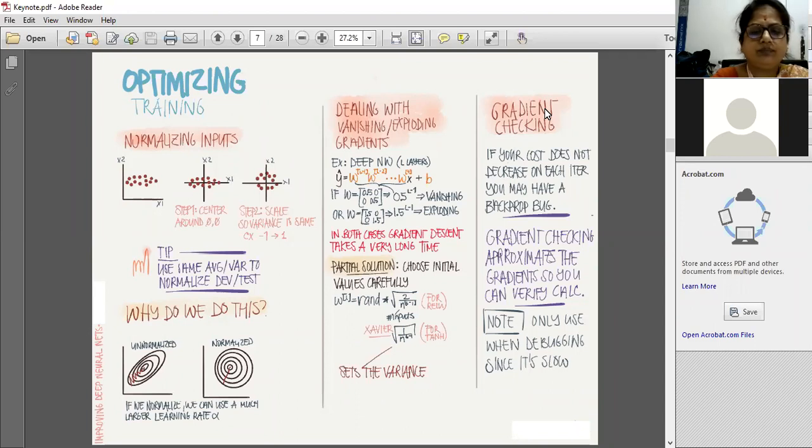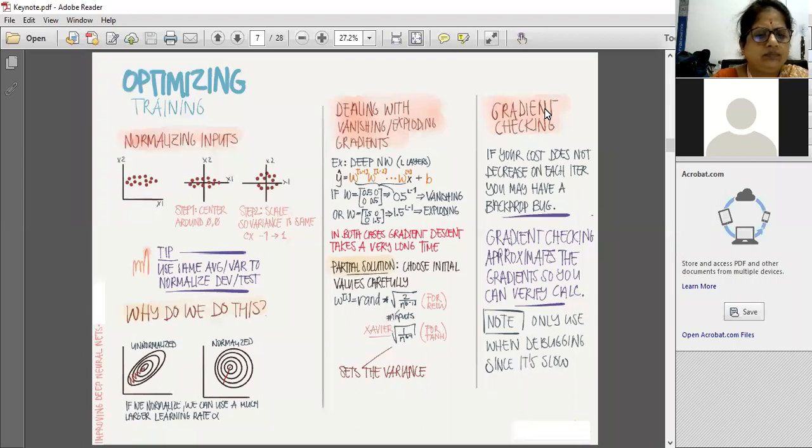So if you apply Xavier initialization rather than random initialization for your weights, there is a high chance that you will avoid the vanishing gradient problem and the exploding gradient problem, which are the result of the exponential increase of the values as a result of weights and input multiplication. That is also one of the ways to optimize your training process.